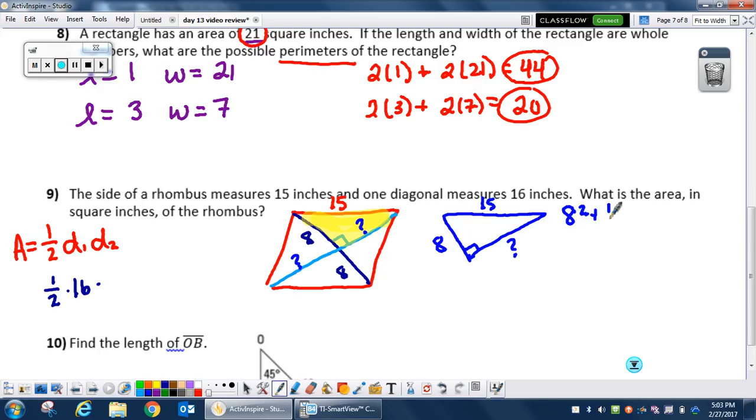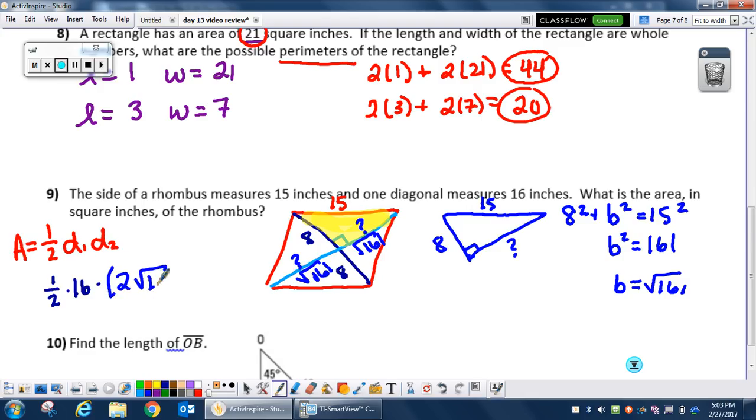So we have 8 squared plus b squared equals 15 squared. Hopefully you can do this in your head and just check. I get b squared equals 161, and that's not a perfect square, so I just want you to leave your answer as the square root of 161. So those two question marks are the square root of 161. Since we had 2 of them to make the whole diagonal, it's going to be 2 times the square root of 161.